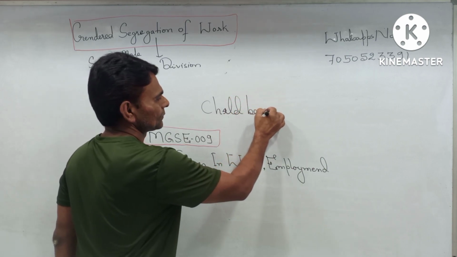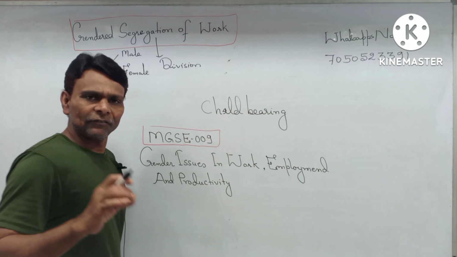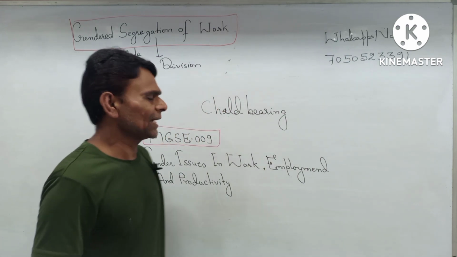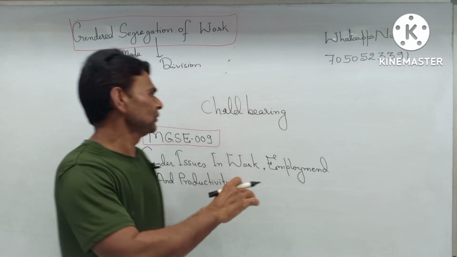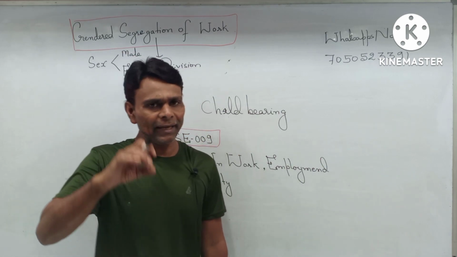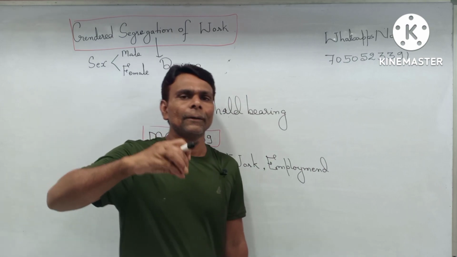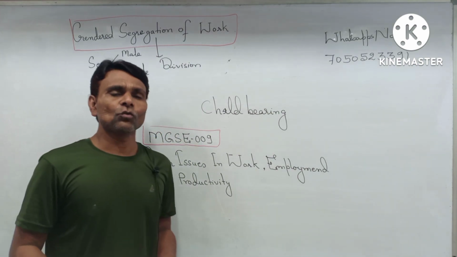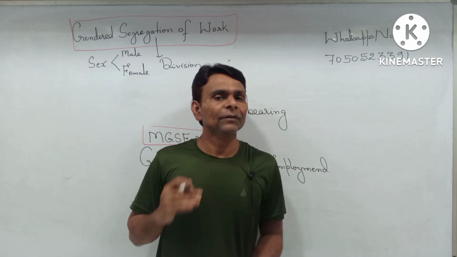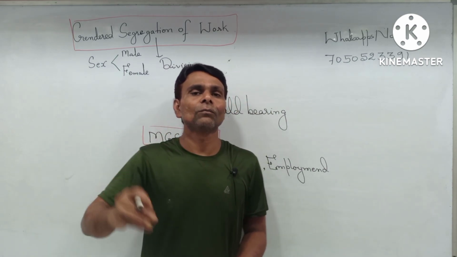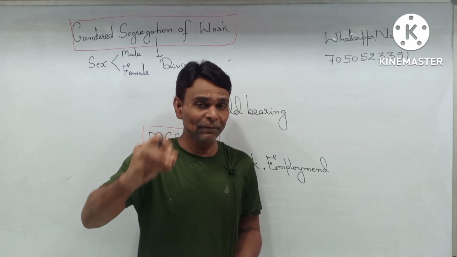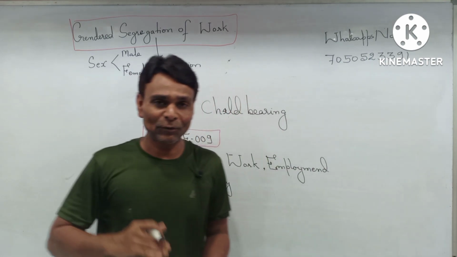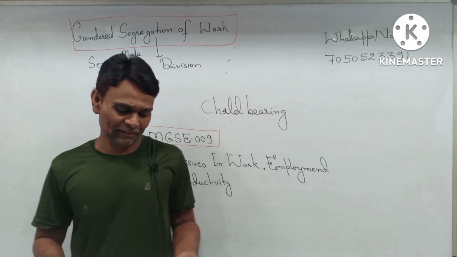For example, child bearing. Male and female can both perform this work, but society has made a rule for women to do child rearing, though a man can also do the work of child rearing. Why is it performed by female? Because society has made the norm only for female, and has not made any norm for male to rear the child.